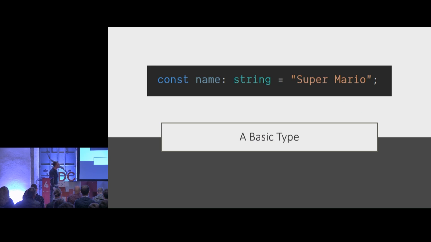So, to start off, this is a basic type. So we have a name, and here we can annotate it as a string.